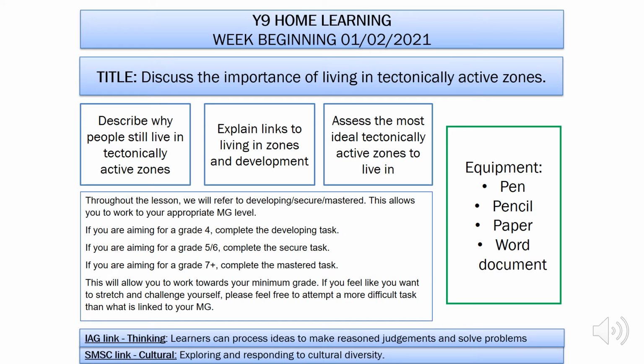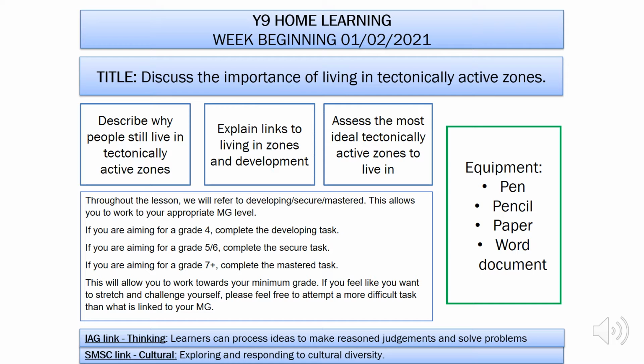This week we're going to be looking at the importance of living in tectonically active zones. For this lesson you will need a pen, pencil, paper or a Word document. For our learning journey this week we're going to first of all describe why people still live in tectonically active zones, moving on to explain these links to living in these zones and the development that they have there, and then finally we're going to assess the most ideal zone to live in.